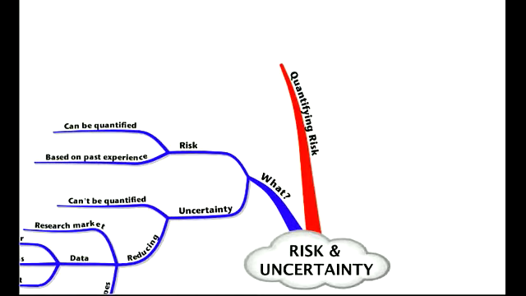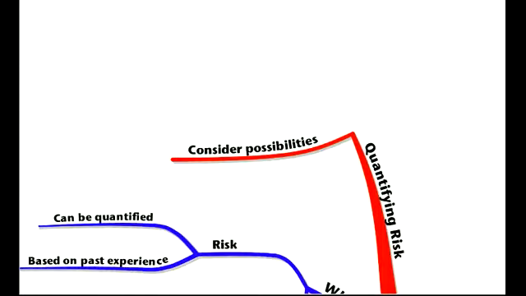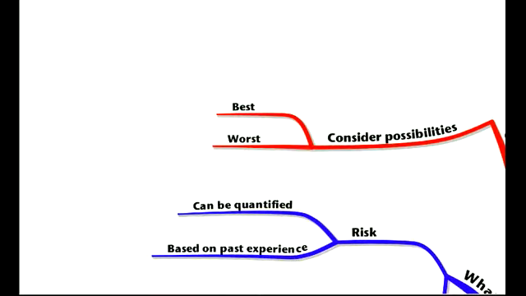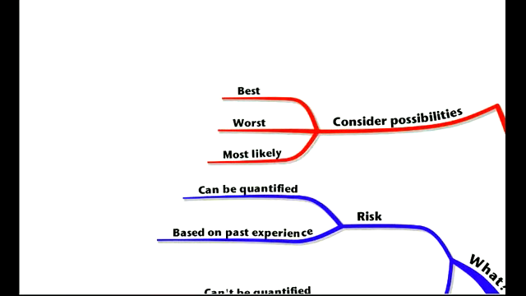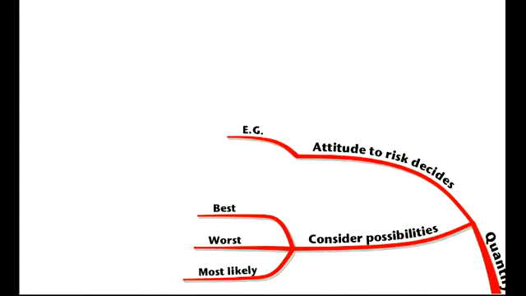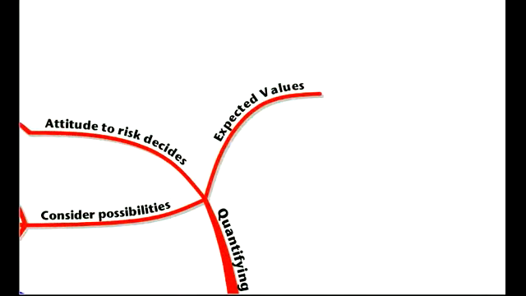So quantifying risk then. We've said that we can quantify risk. How do we do it? What we do is we consider the possibilities. We maybe have a best case scenario, a worst case scenario, and a most likely scenario. Do remember that the attitude to risk of the managers will decide which of these they will actually choose. If the managers are risk takers, they'll maybe look at the best case scenario. If they are prudent, they'll maybe look at the worst case scenario. So the attitude to risk decides that, and we did an example in class.